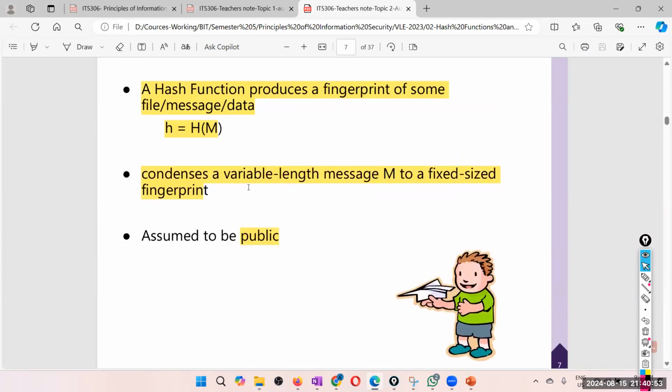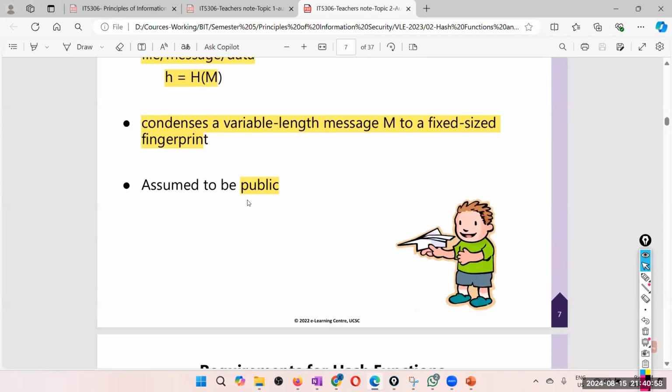And those hash functions are well-known functions. Okay, hash functions are not secret. SHA, MD5, all of them are well-known functions.